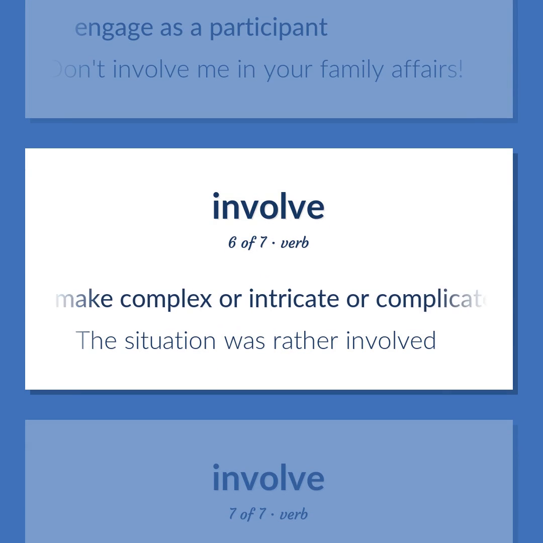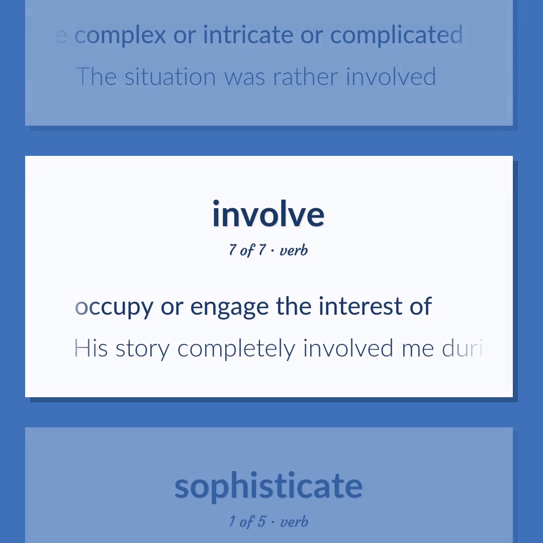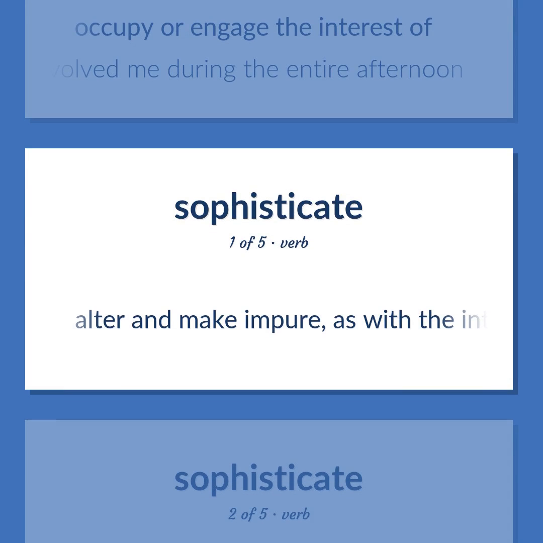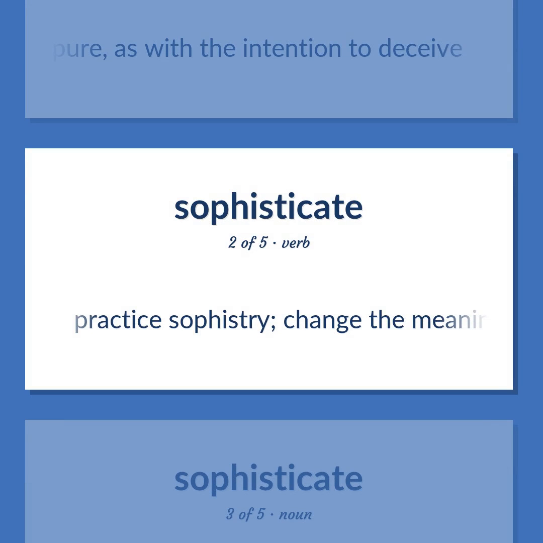Make complex or intricate or complicated. The situation was rather involved. Occupy or engage the interest of. His story completely involved me during the entire afternoon. Alter and make impure, as with the intention to deceive. Practice sophistry. Change the meaning of or be vague about in order to mislead or deceive.